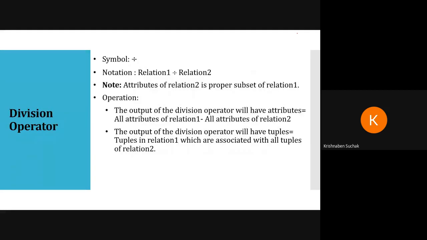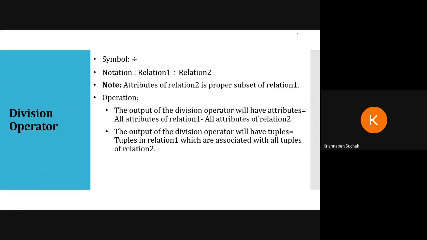Okay, now we are moving to our next operator, that is the division operator. First of all, what is the division operator? We are going to divide rows based on whatever condition is given, right? Let us first see the symbol. The symbol is the division sign which we use in mathematics.